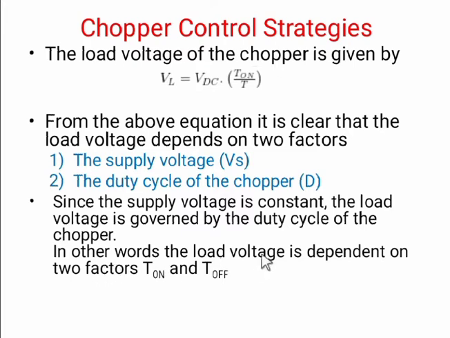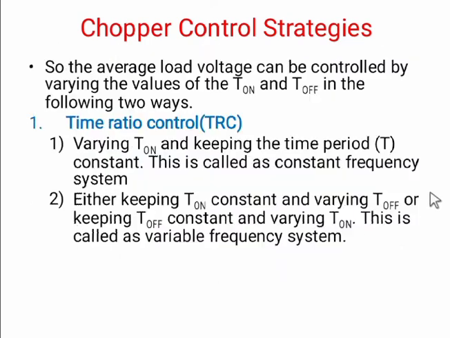In other words, the load voltage depends on two factors, T on time and T off time. The average load voltage can be controlled by varying the value of T on and T off in the following two ways. First one is time ratio control, by varying T on time and keeping the time period T constant. This is called the constant frequency system, because here the total time T is constant.